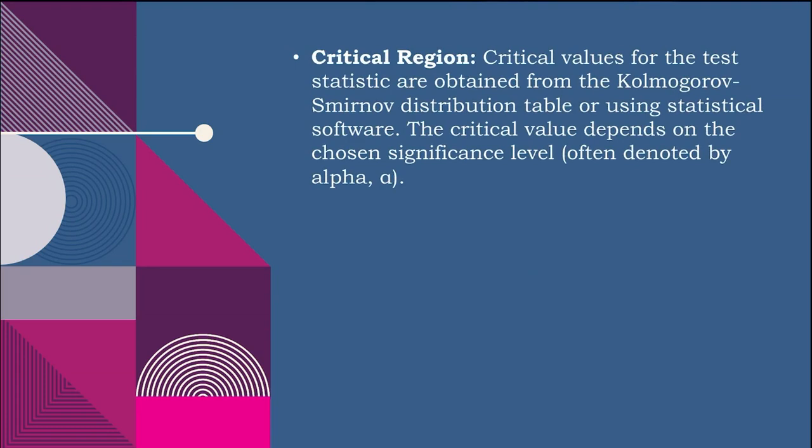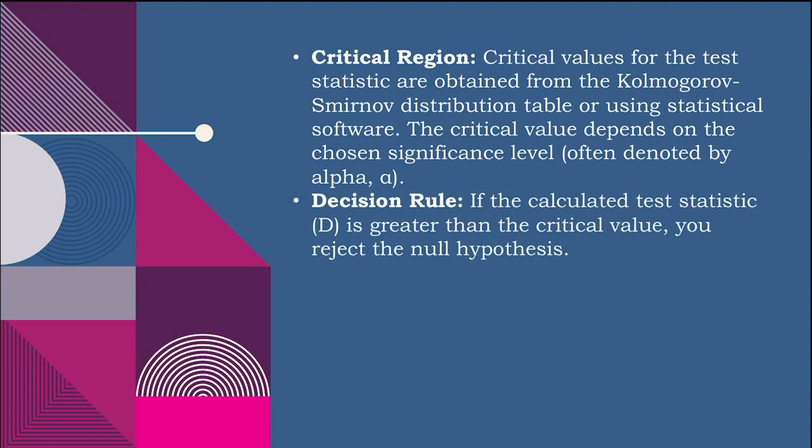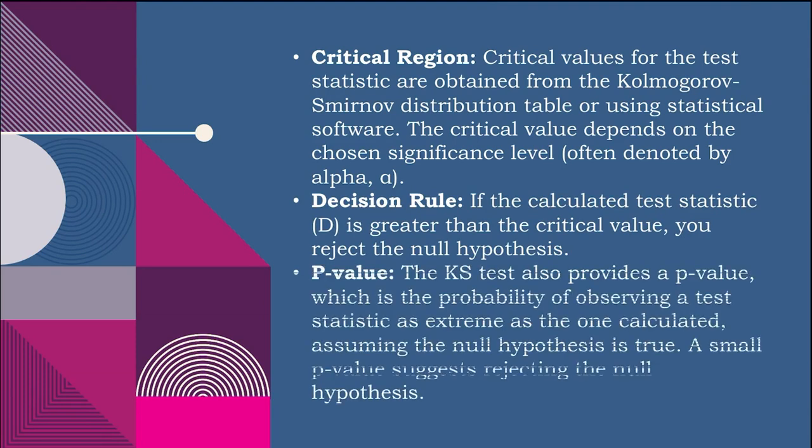Next we have the critical region. Critical values for the test statistic are obtained from the Kolmogorov-Smirnov distribution table or using statistical software. The critical value depends on the chosen significance level, often denoted by alpha. Next we have the decision rule. If the calculated statistic is greater than the critical value, then we may reject the null hypothesis.